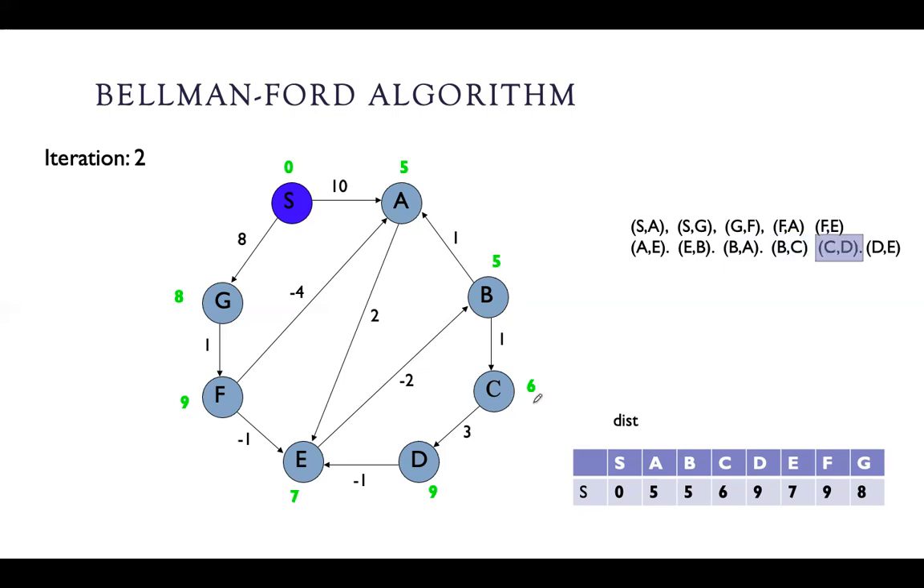Already 6 is there. C to D. 6 plus 3 is 9. Already 9 is there. No need to update. D to E. 9 minus 1 is 8. But here 7 is there, which is less than 8. So no need to update.